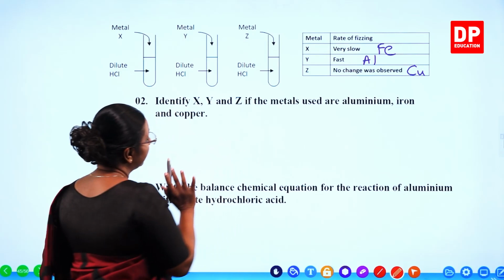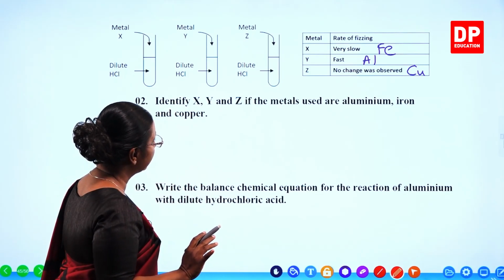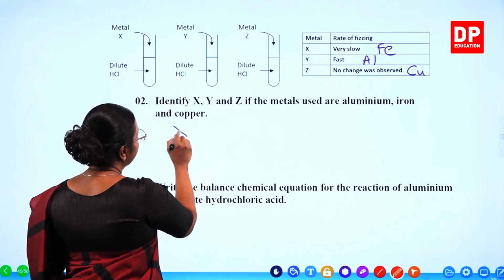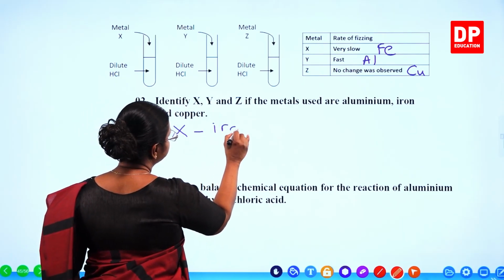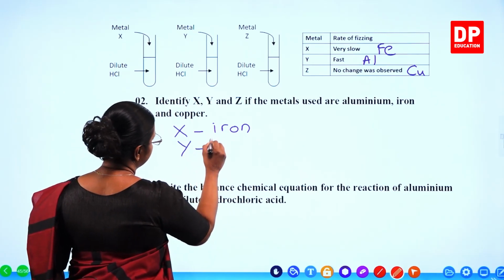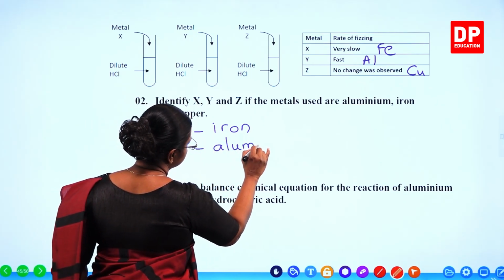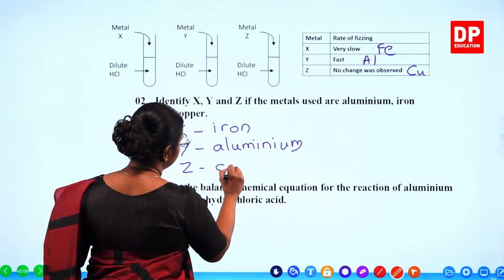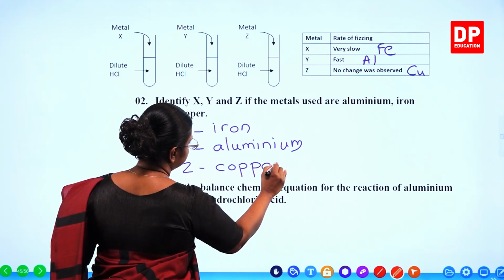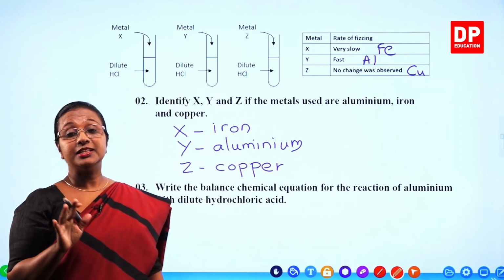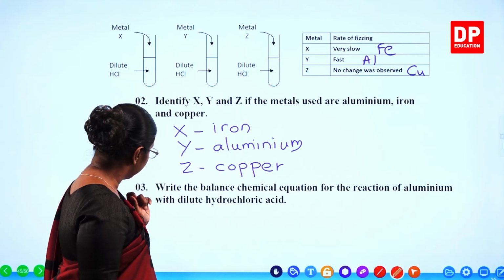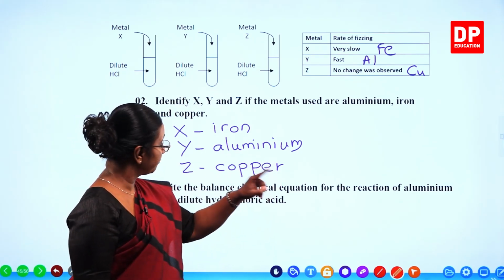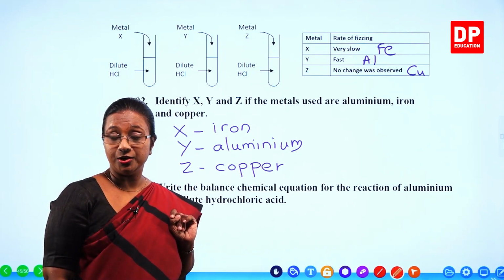So this is what we need to do. Identify X, Y and Z if the metals used are aluminium, iron and copper. So X is going to be iron. Then Y is aluminium. And Z is copper. So we have identified the 3 metals. Then the third one. Write the balanced chemical equation for the reaction of aluminium with dilute hydrochloric acid.